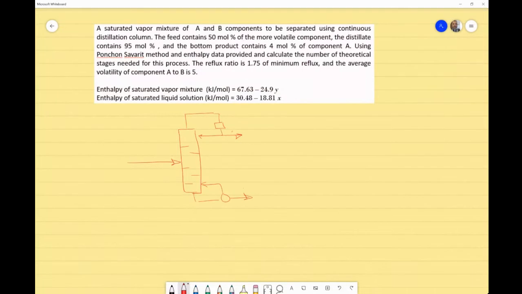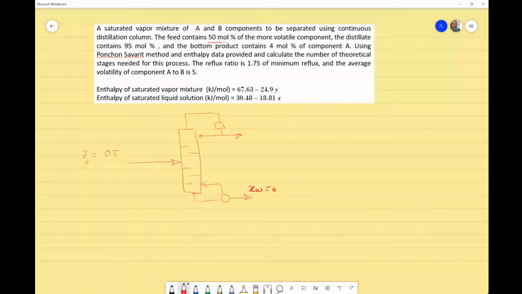Okay, so I have A and B. Usually I write the composition of the more volatile component. The feed contains 50% of the more volatile component, so Z here, ZF or XF, doesn't matter, is basically 0.5. And the bottom product contains 4 mol%, so XW is equal to 0.4. Sorry, 0.04, not 0.4.